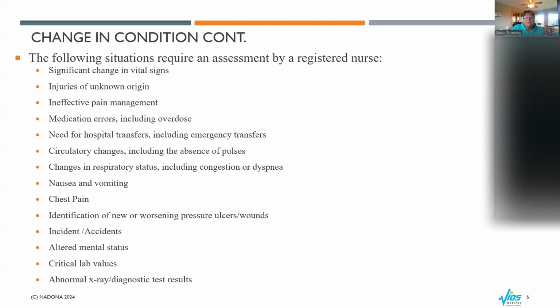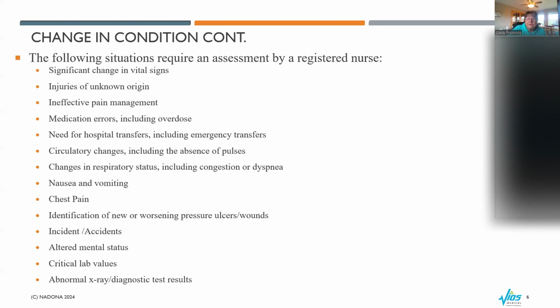These are some of the things that a registered nurse does need to be involved with: if there's a significant change in vital signs, if there's some kind of an injury that you don't know where it came from or how it occurred, if the pain management is ineffective and the resident continues to have pain, and medication errors, including overdose. Sometimes, every time before you would transfer somebody to the hospital, you would want an RN to do an assessment to make sure that that was needed.